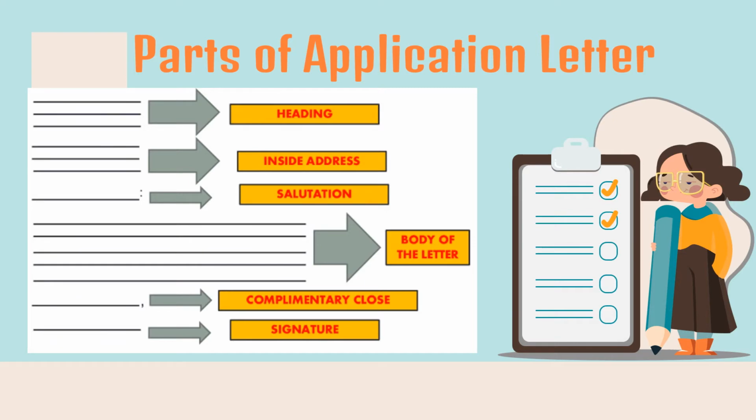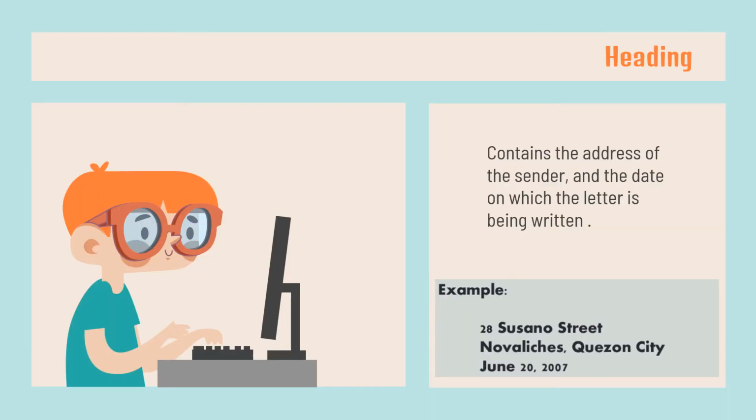Here are the parts of an application letter, consisting of heading, inside address, salutation, body of letter, complimentary clause, and the last one is signature. And the heading part contains the address of the sender and the date on which the letter is being written. So mention your name, your address as well, and don't forget to put the date when you write the letter. Here is an example below.